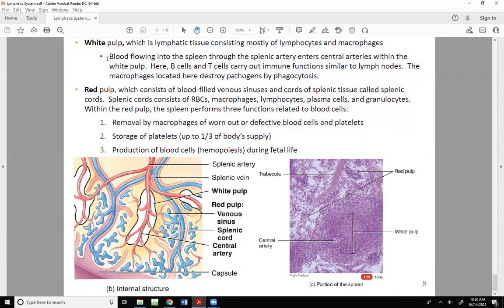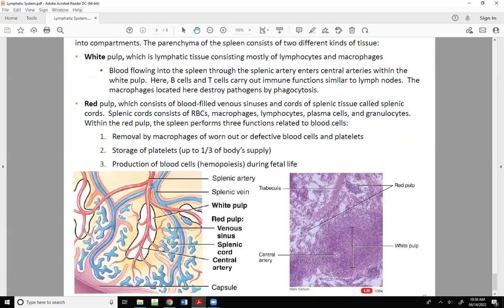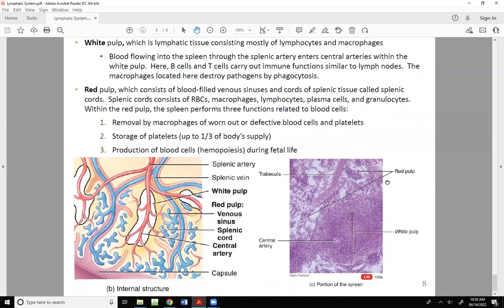Unlike lymph nodes, which filter lymph, the white pulp is filtering blood. Blood flows into the spleen through the splenic arteries that we saw up at the top, and we can see the tail end of one there. From there, those branch to form central arteries, which are at the center of the white pulp, hence the name. This is where we find those B and T cells carrying out their immune functions, similar to what they do in our lymph nodes. We also find macrophages, which destroy pathogens by phagocytosis. Once again, white pulp is very similar in function to our lymph nodes, which is filtering, except we're filtering blood and not lymph.